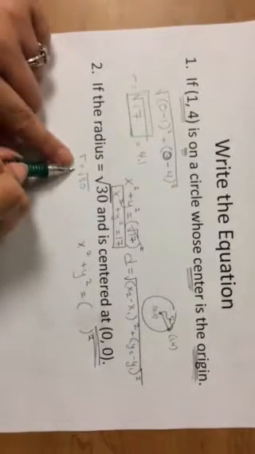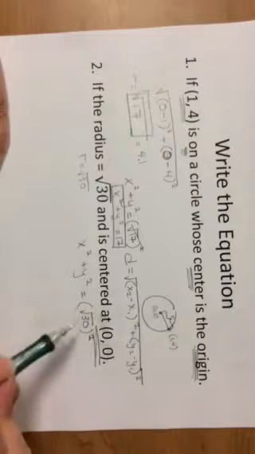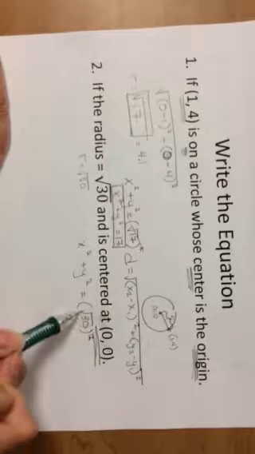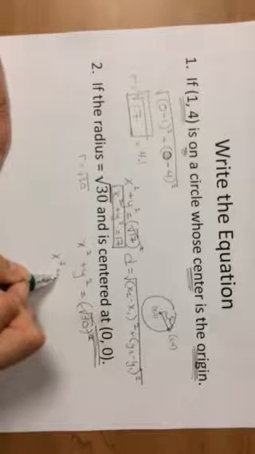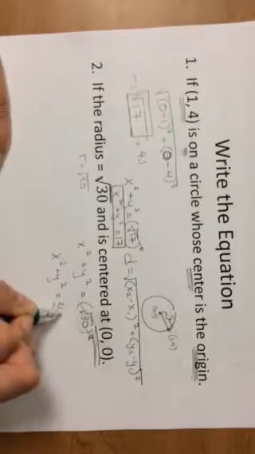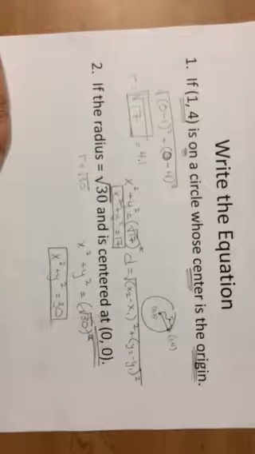Well, I know what the radius is. The radius is the square root of 30. So when I put that in there, again, when you square a square root, those just cancel each other out. And so my equation here would look like that.